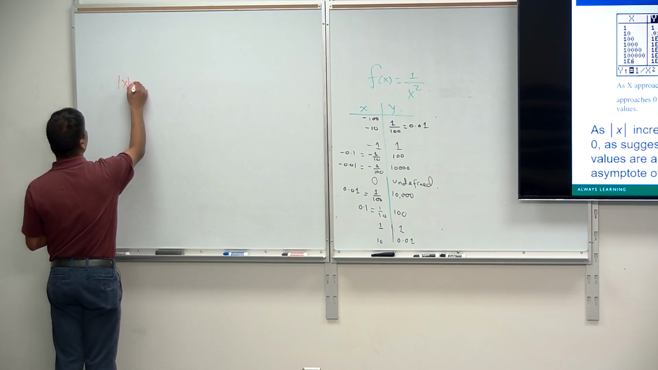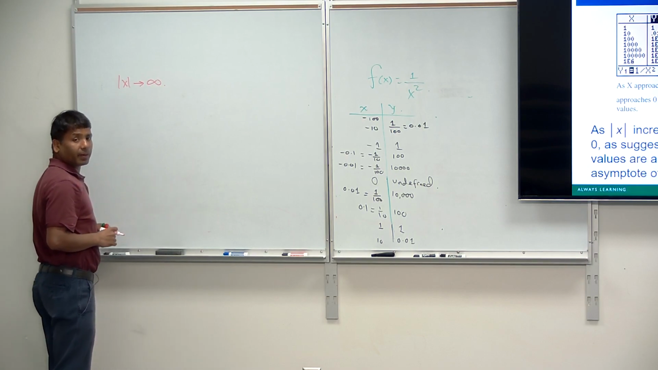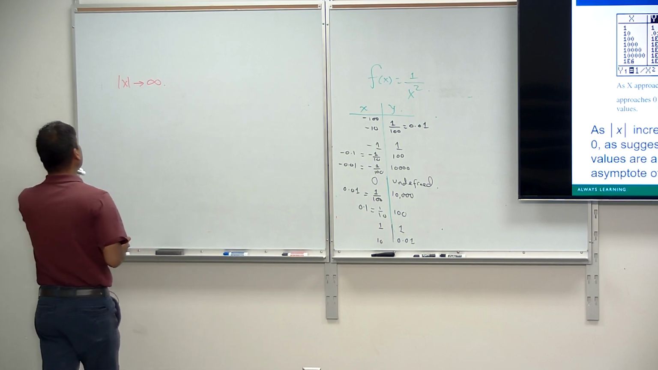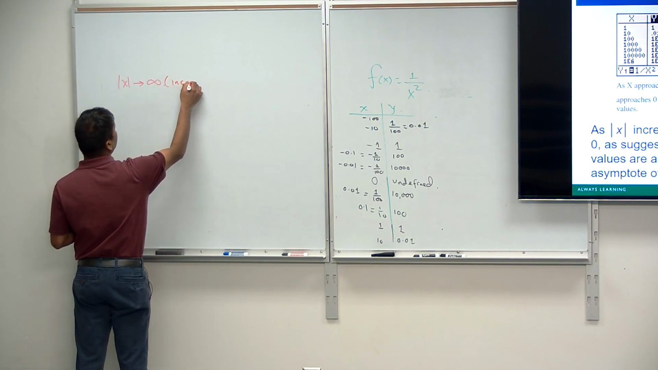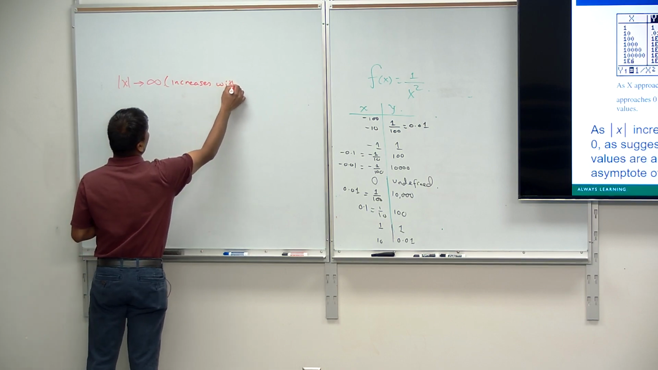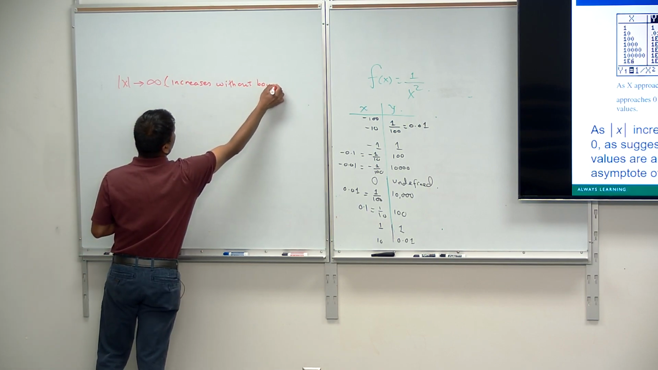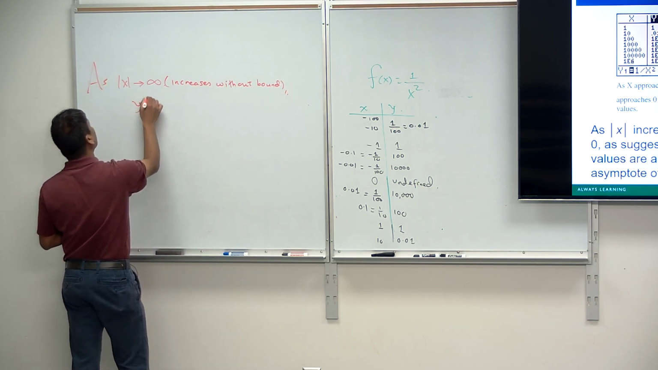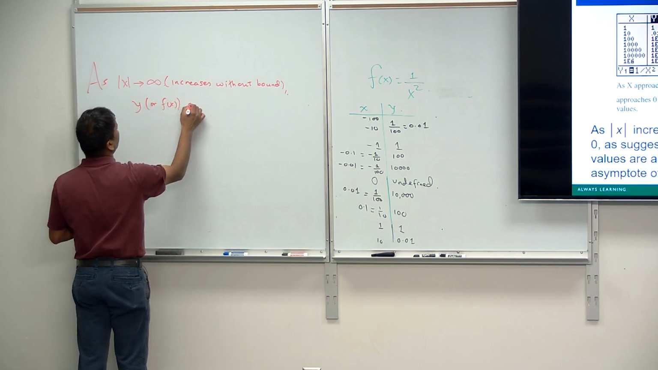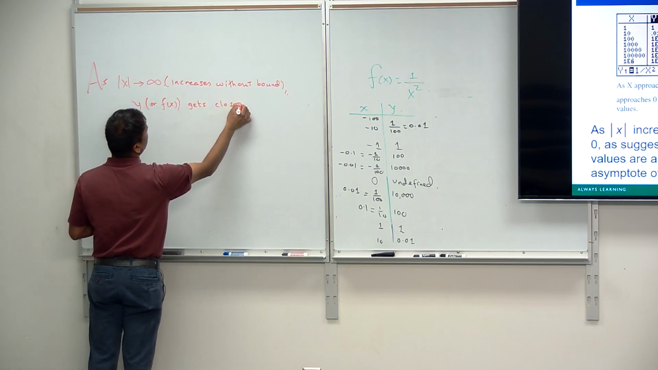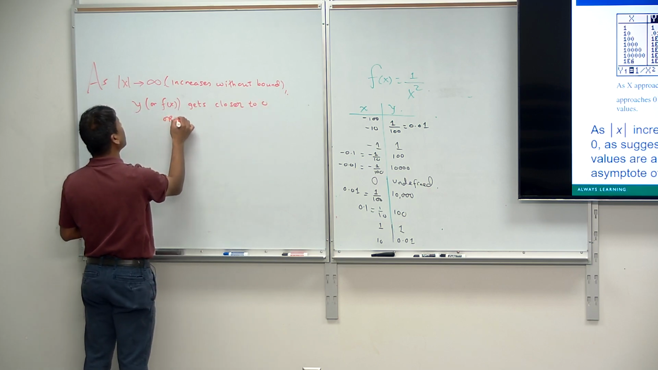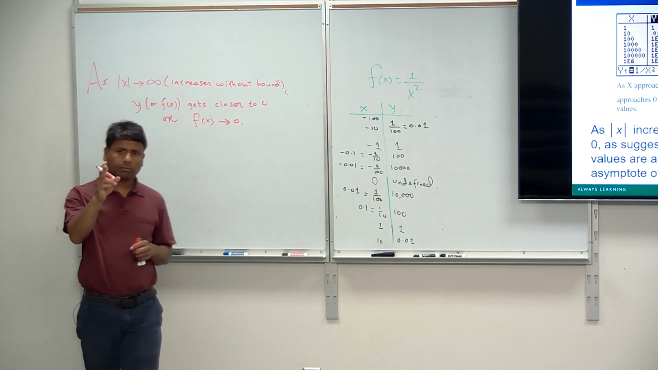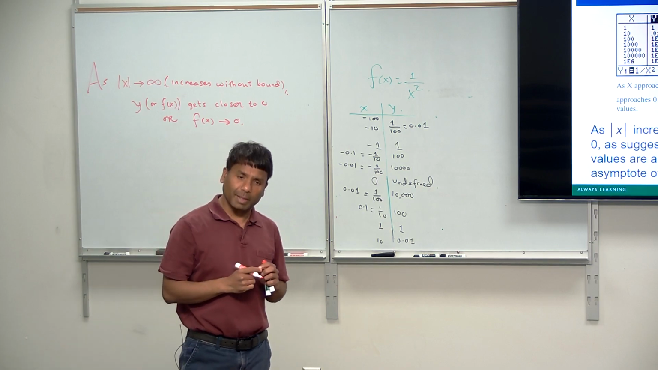As the absolute value of x approaches infinity, that means increases without bound, right? As the absolute value of x approaches infinity, you can say that it increases without bound, your y value, or you can say your f(x), gets closer to 0. Or you can write f(x) approaches what? 0. Right? That makes sense?